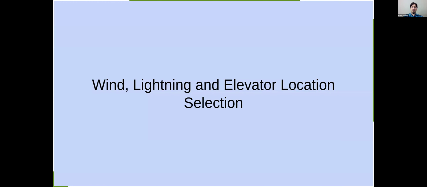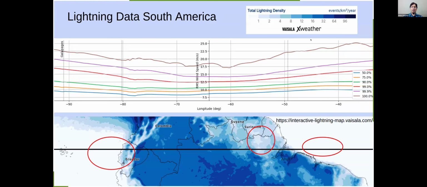So where should we put this space elevator if we want to take into account wind and lightning? Here we've got the plot I showed before, zoomed in with the distribution of wind. Here I've taken a map from Vaisala that shows lightning distribution. In the case of South America, there is a region south of Suriname here that has relatively little lightning. But other than that, your best bet is probably to go out in the ocean, probably staying close to land because that's where the winds are lowest.